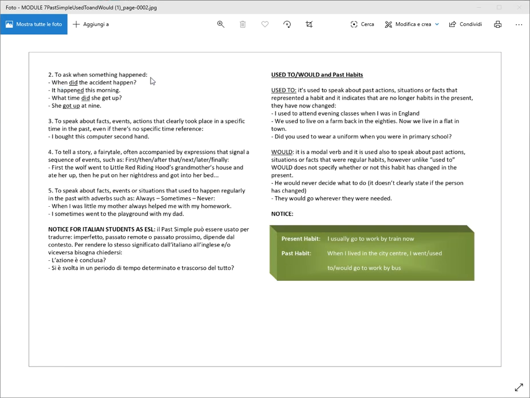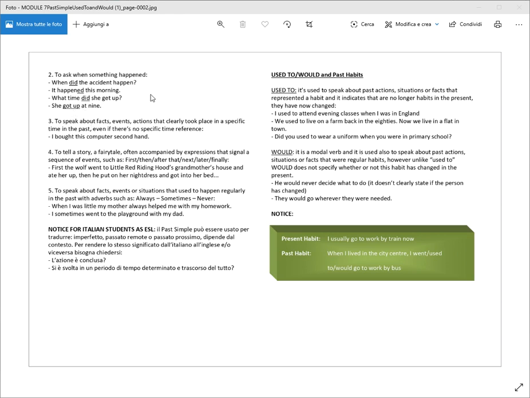Another circumstance in which we use the past simple is to ask when something happened. Therefore, when did the accident happen? It happened this morning. What time did she get up? She got up at 9. Again, please take a look. Happen is a regular verb and it takes the ed ending at the end of the base form. On the contrary, get up is an irregular verb. Therefore, the verb becomes got up.